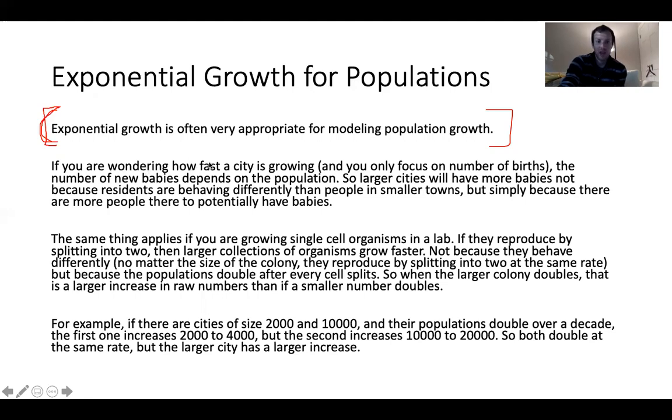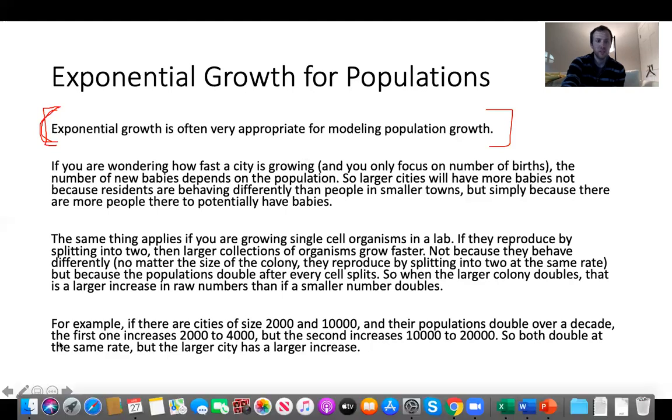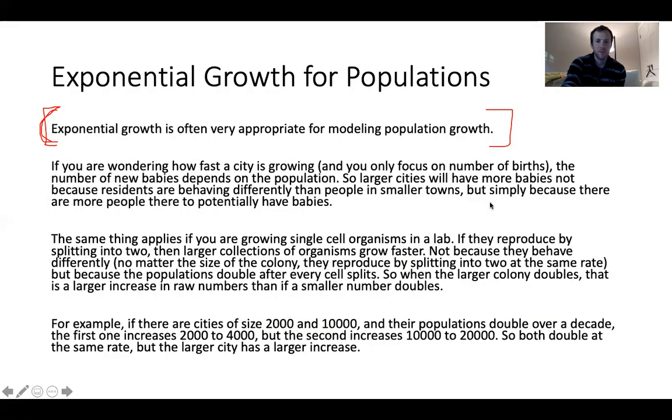With the idea being that you're wondering how fast a city is growing. There are a lot of ways that cities can grow. People moving in, and you also have to worry about people leaving or dying. So there's a lot that goes into how a population changes. But suppose you only focus on the number of births. So you're ignoring a lot, and that makes this situation not really realistic.